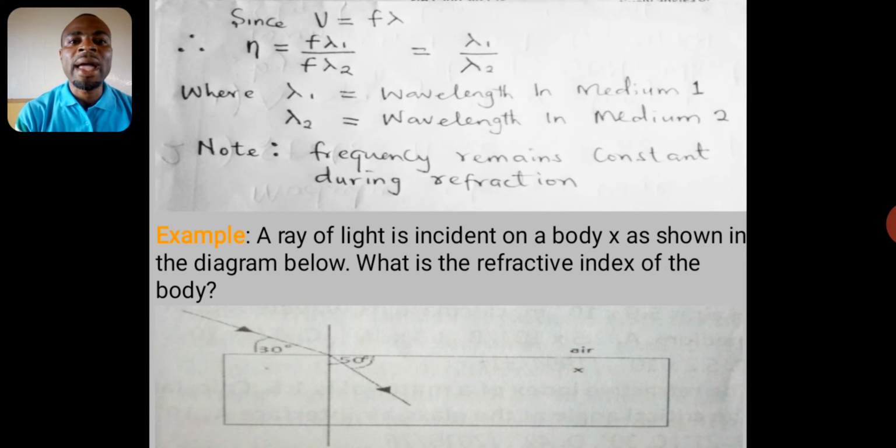medium. And we are asked to take proper note about frequency during refraction. The only quantity that remains constant during refraction is frequency. So we don't have f1 or f2. So that's why we now have the final equation that n is equal to lambda 1 over lambda 2. Let's take a side example.